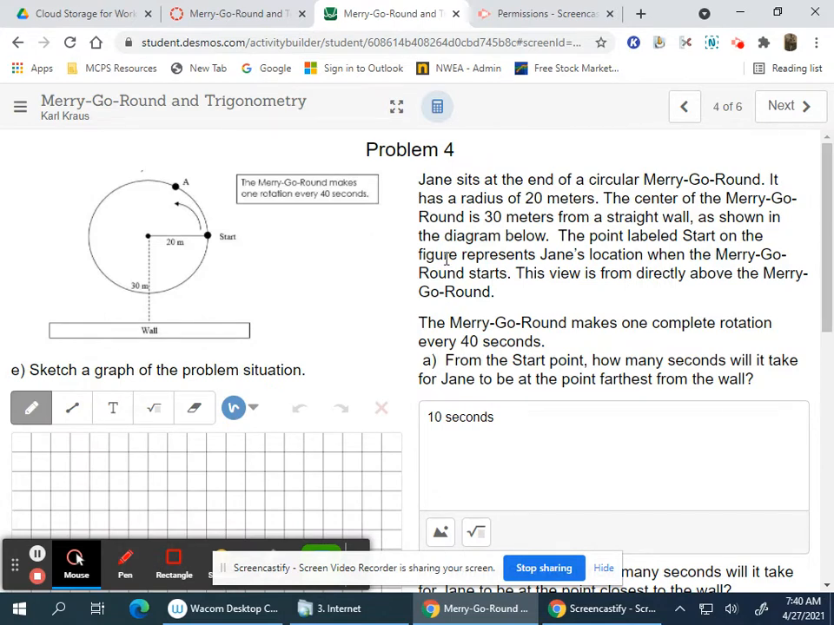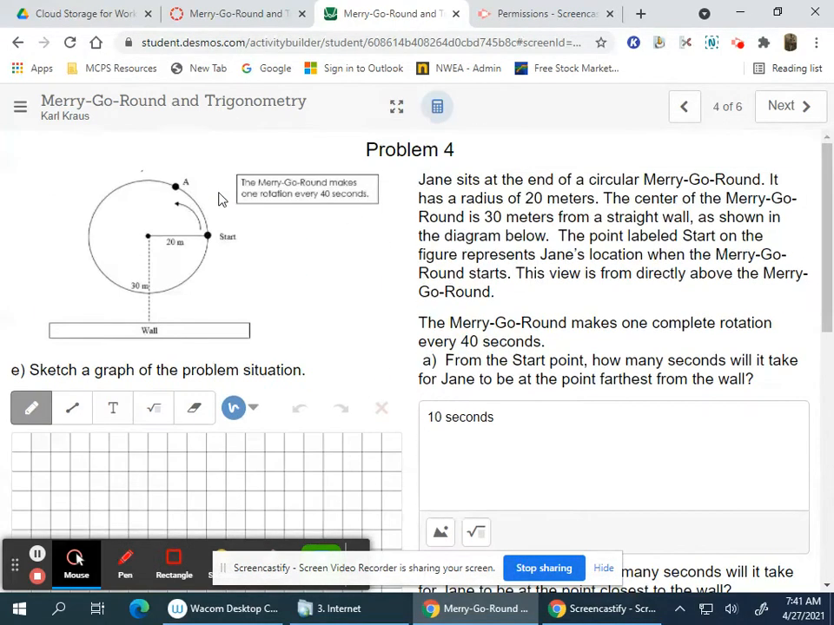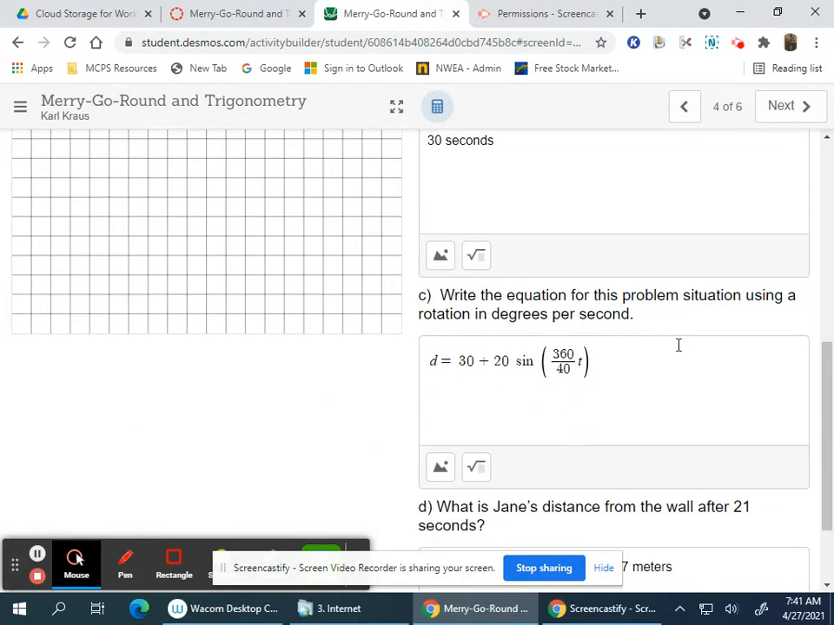And then number 4, you have the same 30 and 20, but now it makes one rotation every 40 seconds. So from the start, the furthest point away from the wall will be 1/4 way around, or 1/4 of 40, which is 10 seconds. And then over here, our closest to the wall is down here. So 3/4 of the way around. 3/4 of 40 is 30 seconds.